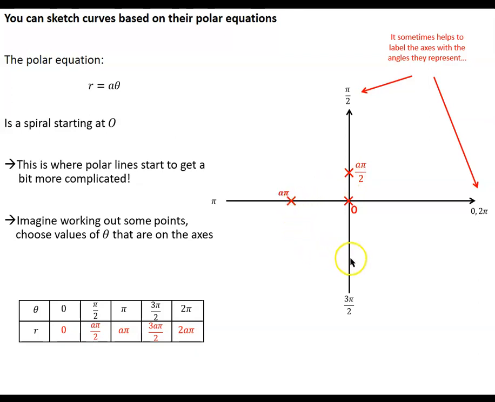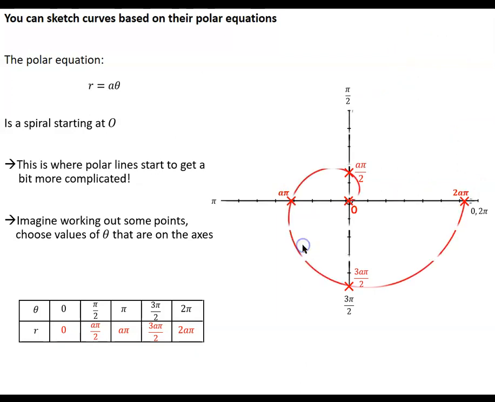When I'm at 3 pi on 2, my distance from the origin is 3a pi on 2, so that's going to be 3 times the distance of this point. And when I get to 2 pi, my distance from the origin is 2a pi, so this is double this. They join together to make a spiral. Now I didn't say to stop at 2 pi there. We could keep on going forever if we wanted to. We don't have enough time to go on forever though, so up to 2 pi for now is going to be acceptable.